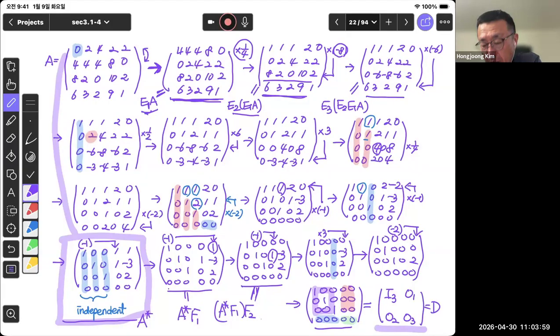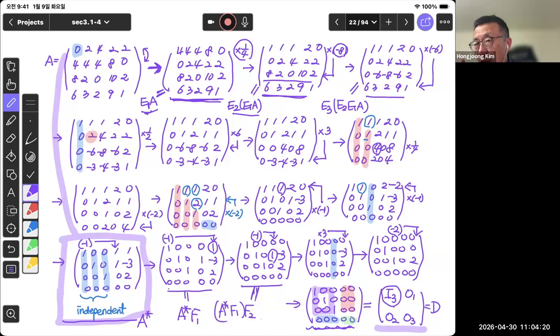Okay? So when I have this I3, I mean, if I obtain this D, okay, I can count the number of independent columns. So the rank will be R when I look at this D matrix, right?